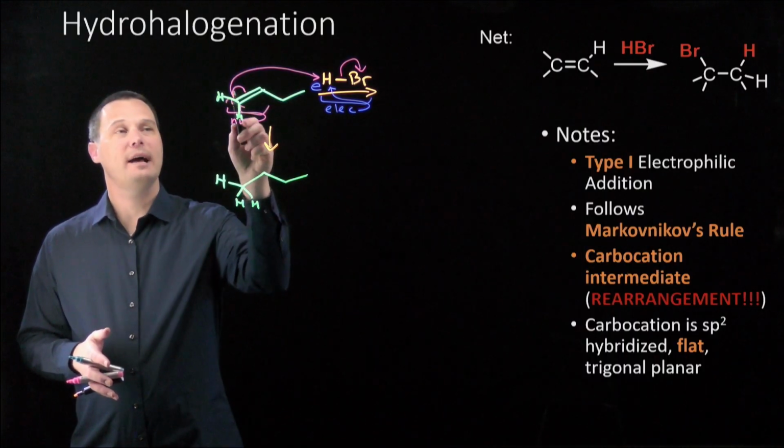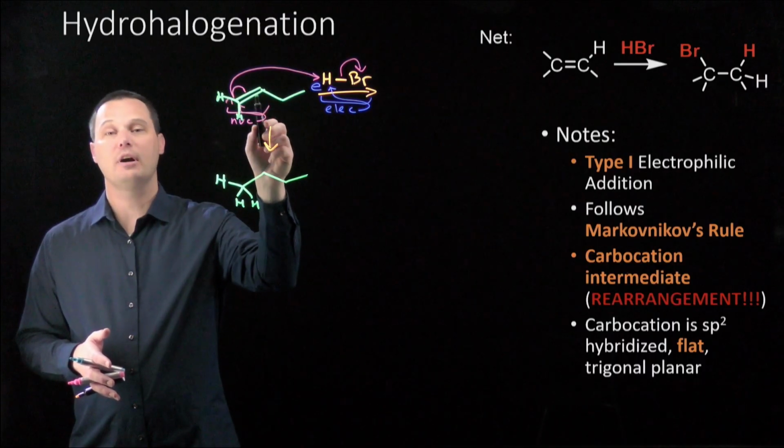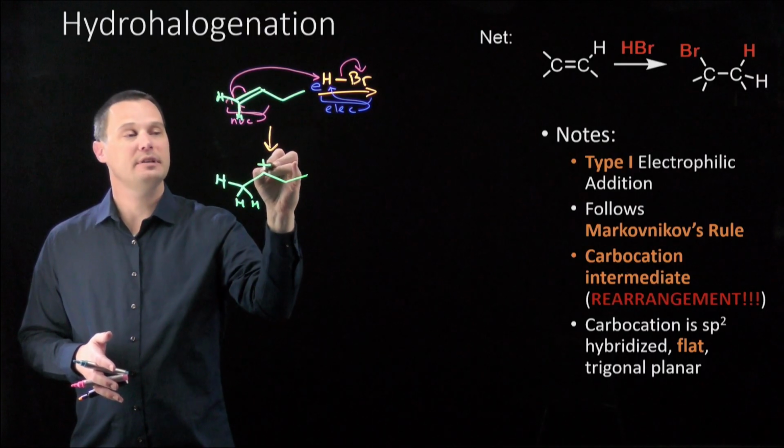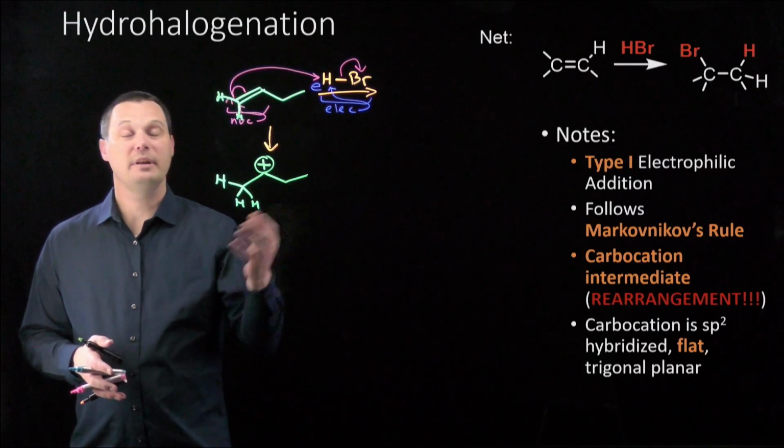In order to break the pi bond and allow carbon 1 to use those electrons, we had to take the electrons away from carbon number 2. That means carbon number 2 is now electron deficient and needs a full positive charge, a carbocation. This is the intermediate after step 1.